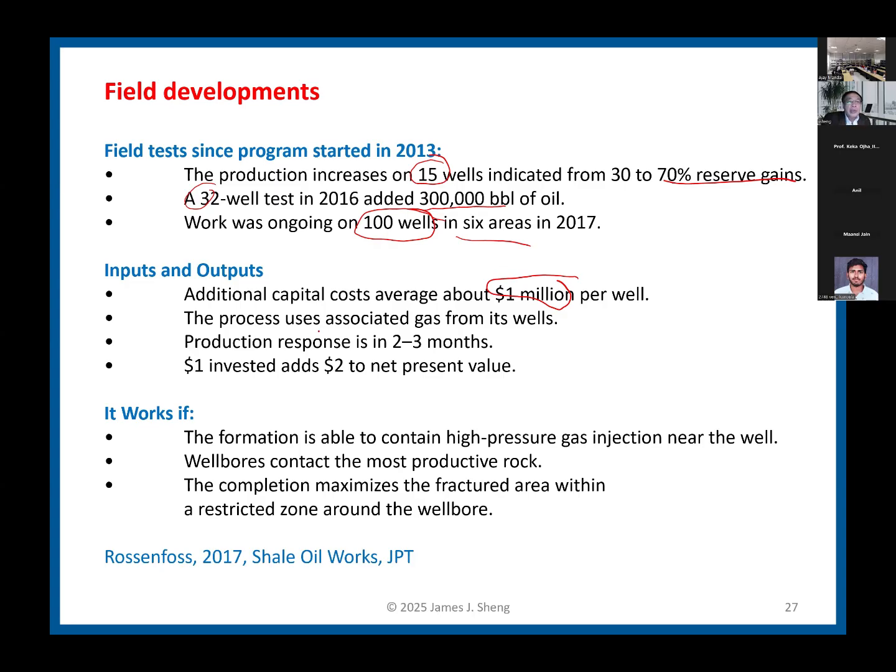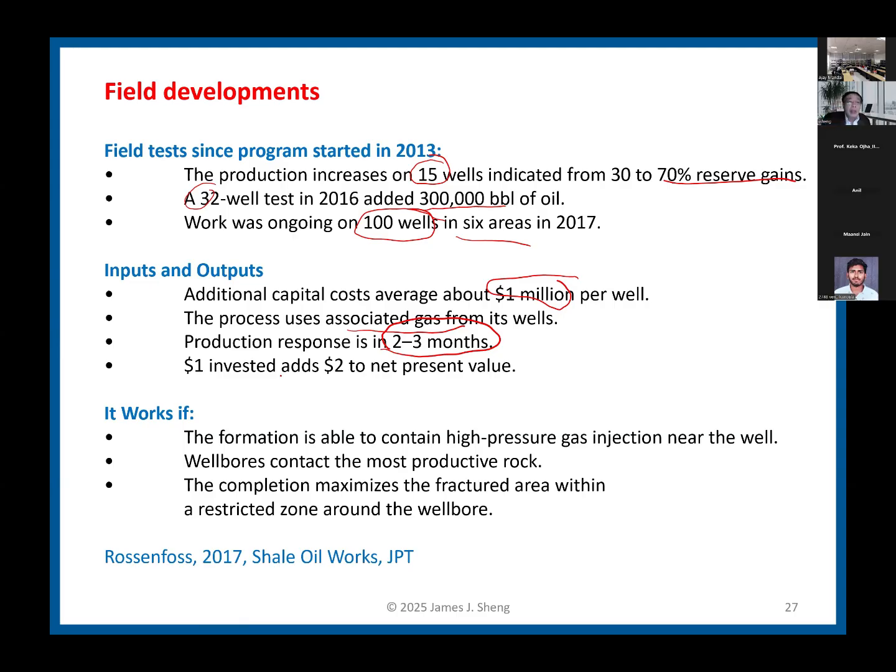The process uses associated gas. So in other words, it basically uses produced methane and some produced gas. And production response is 1 to 3 months. So this is Huff-n-Puff in the field project. After Huff-n-Puff and soak some time, then you produce. So it takes about 2 to 3 months.